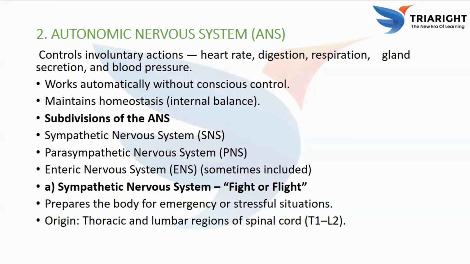So there are subdivisions of the autonomic nervous system. What are the subdivisions? The sympathetic nervous system, the parasympathetic nervous system, and sometimes the enteric nervous system is included and sometimes it is not included.